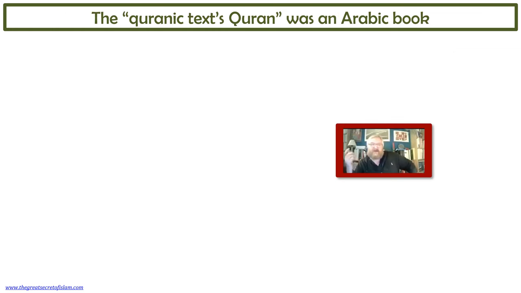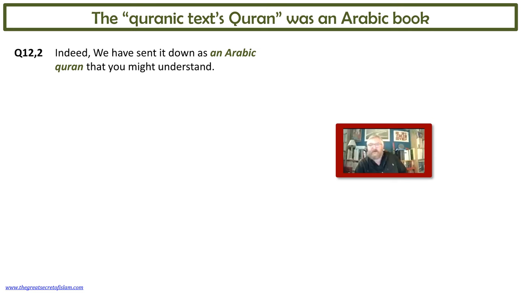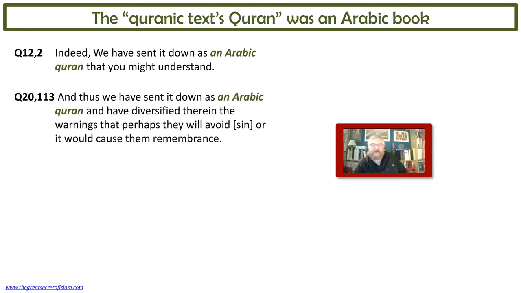What can we get from the text about this specific Quranic text, Quran? It was an Arabic book. "Indeed, we have sent it down as an Arabic Quran that you might understand." So this might be why it is different from the other Qurans. "And thus we have sent it down as an Arabic Quran," and so on.